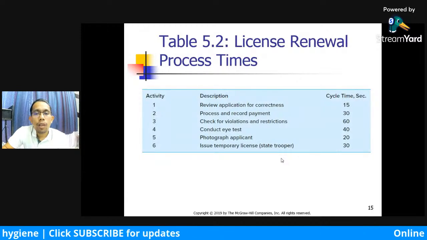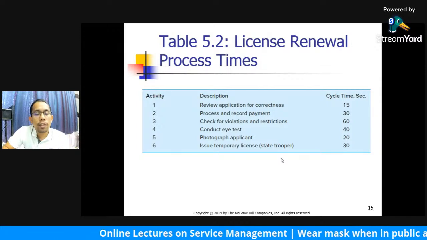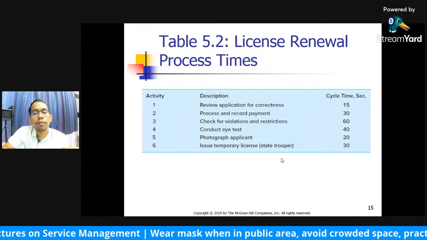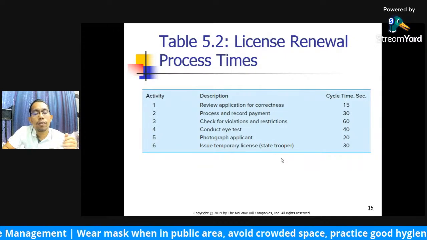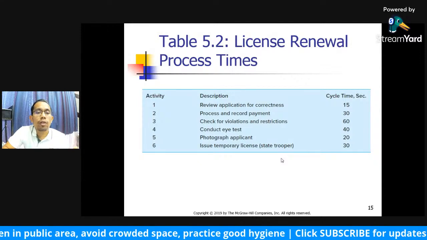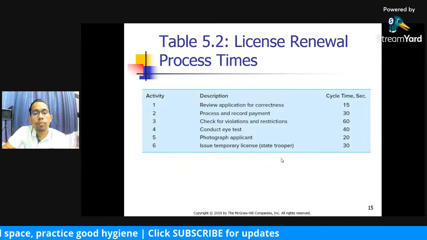Okay, later the renewal process time. This is an example, for activity number one until activity number six, for the level of the customer or the client. Review the application for correctness, process, check for violation. This is an example of license renewal, on the item for the application issues and related.